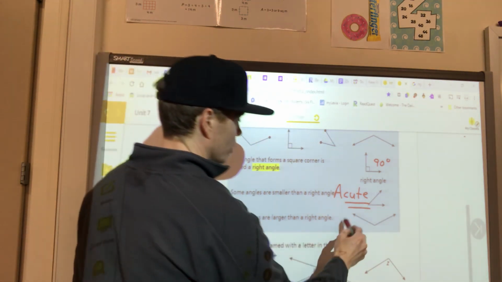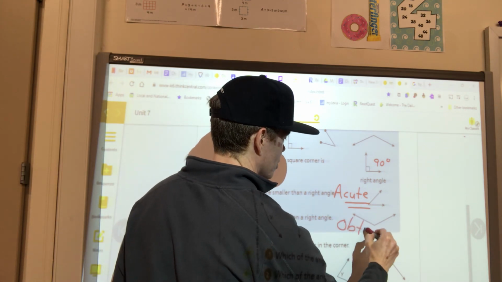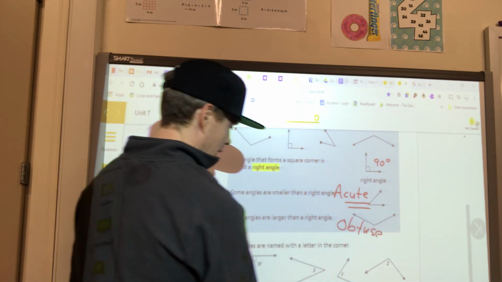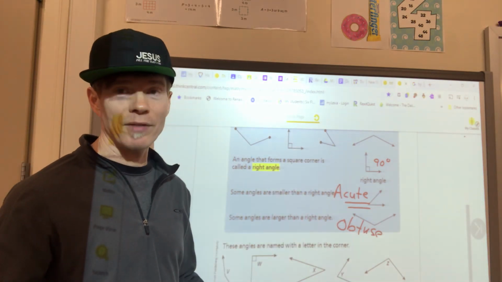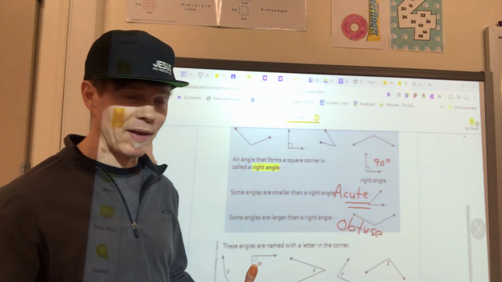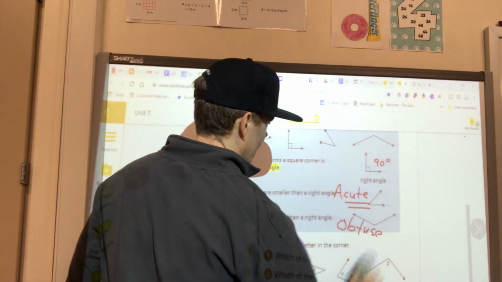Also, if it's larger, it's known as an obtuse angle. So we have 90-degree right angles, obtuse, and acute. Those are the only three types of angles that you're going to be taking a look at.